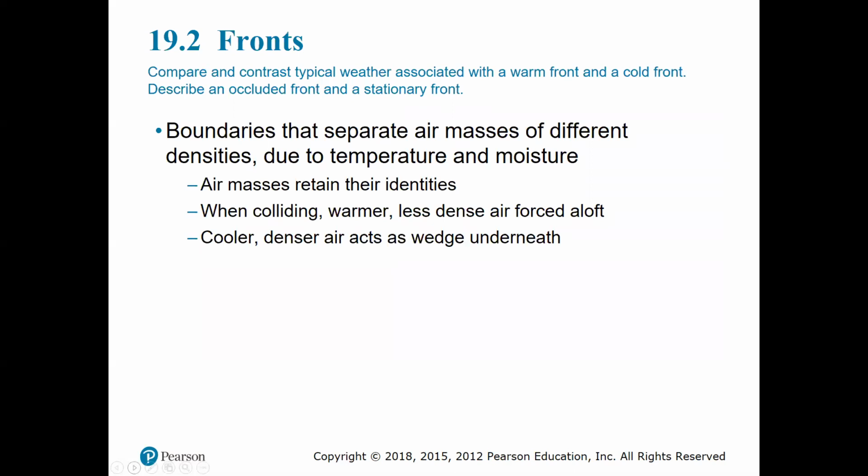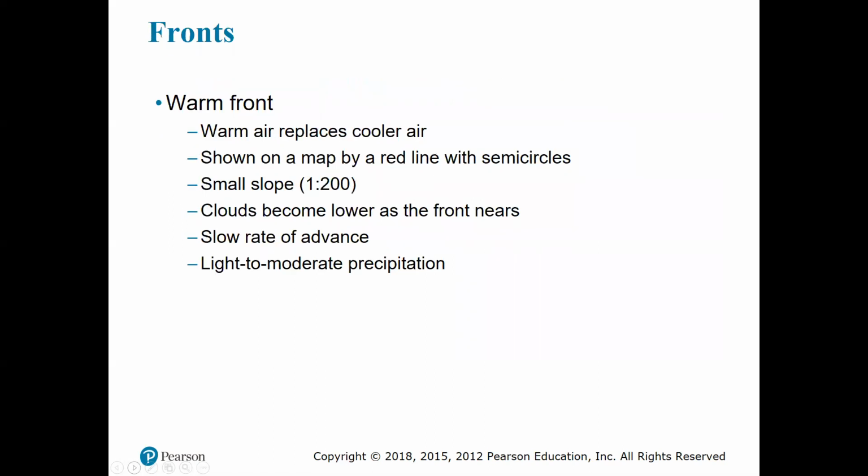So when they collide, especially a cold air mass and a warm air mass, the warmer air is less dense, and so it's forced aloft, and the cooler air acts kind of like a wedge underneath it. This is called overrunning. Now we're going to look at the different types of fronts: warm fronts, cold fronts, stationary fronts, and occluded fronts. I'm going to show two SmartFigure videos, one on warm fronts, one on cold fronts, and then I'm going to come back and discuss the other two types.